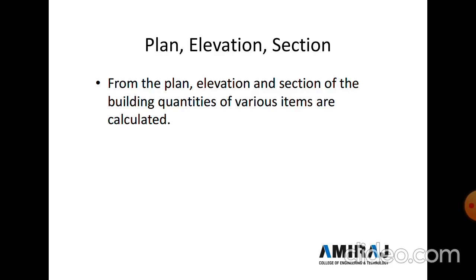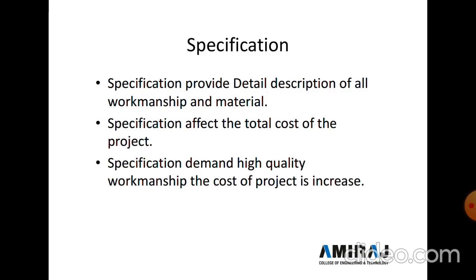From the plan we get the exact idea about the dimensions like length, width and thickness of walls, and we also calculate the total number of doors and windows in a building or structure. From the elevation we know the exact height of any structure, and from the section we know the height and thickness of any structural part. Now next is specification.